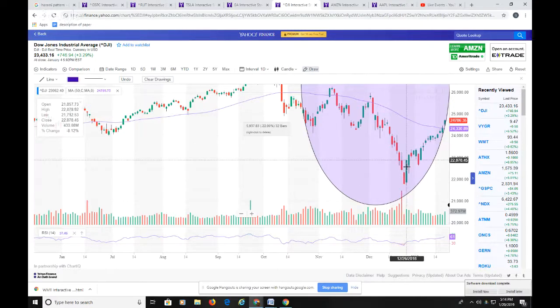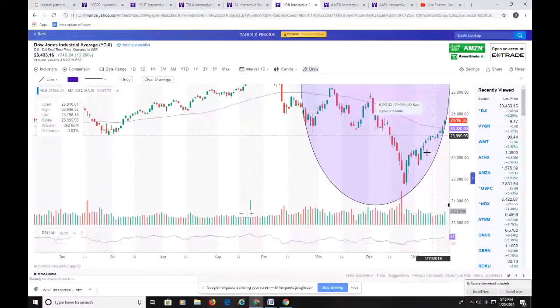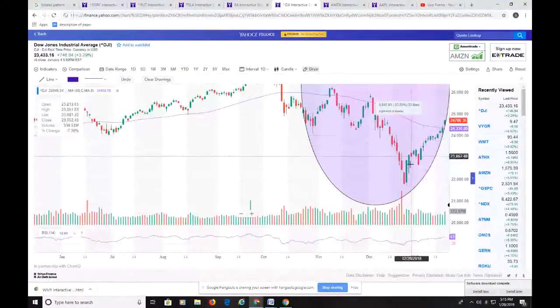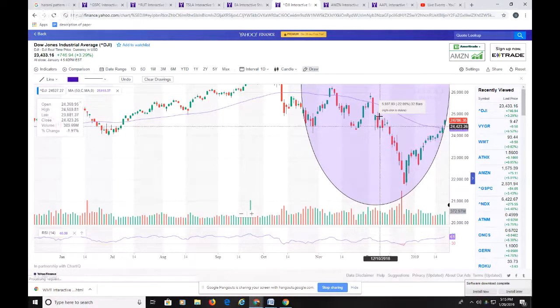Had you gone in at the open, that would have been right here. You would have made quite a lot of points on the Dow, on the diamonds or options, however you played it. So this would have been a good opportunity to take advantage of what looked to me to be an obvious turnaround signal. One big green candle is very powerful after a long downtrend.